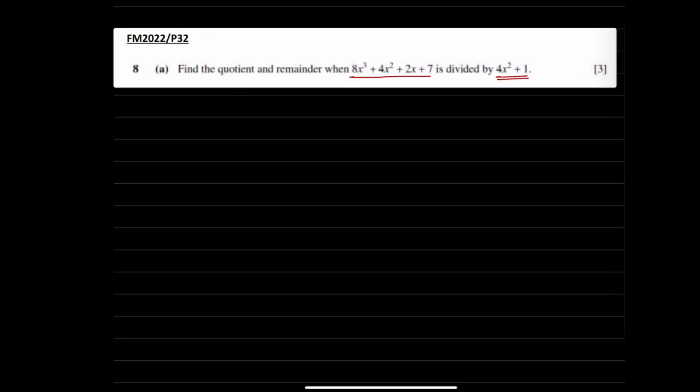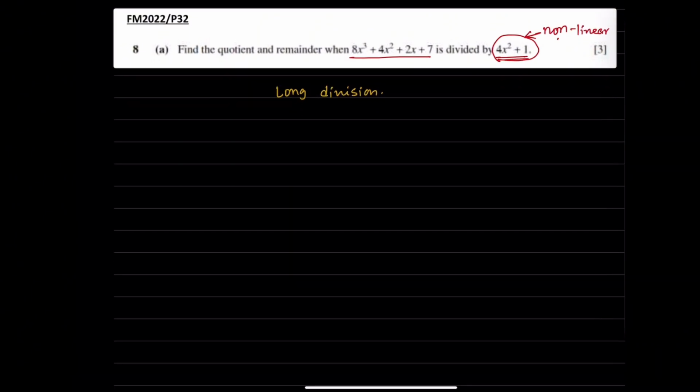Now, as I said, look at the divisor first. This divisor, 4x squared plus 1, is non-linear. So we must do long division in this case, because our divisor is non-linear. You cannot solve it by the factor theorem or the remainder theorem.